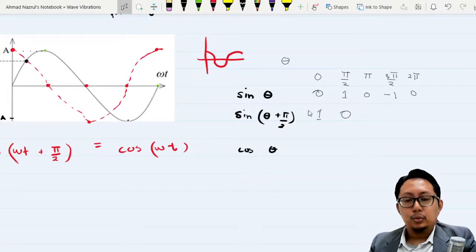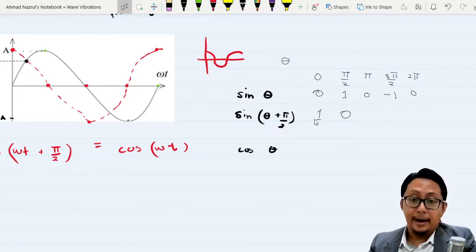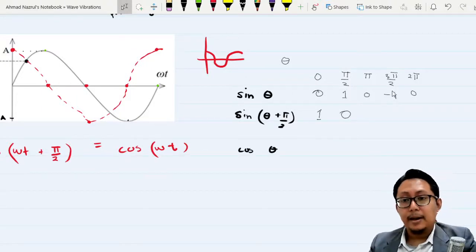For 3 pi over 2, 3 pi over 2 plus pi over 2 means that we get 4 pi over 2. Okay, 4 divided by 2 becomes 2 pi. So sine 2 pi will be minus 1.